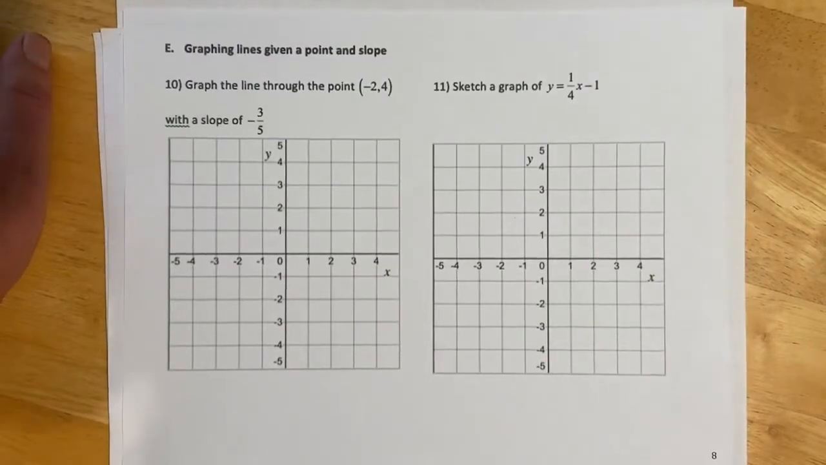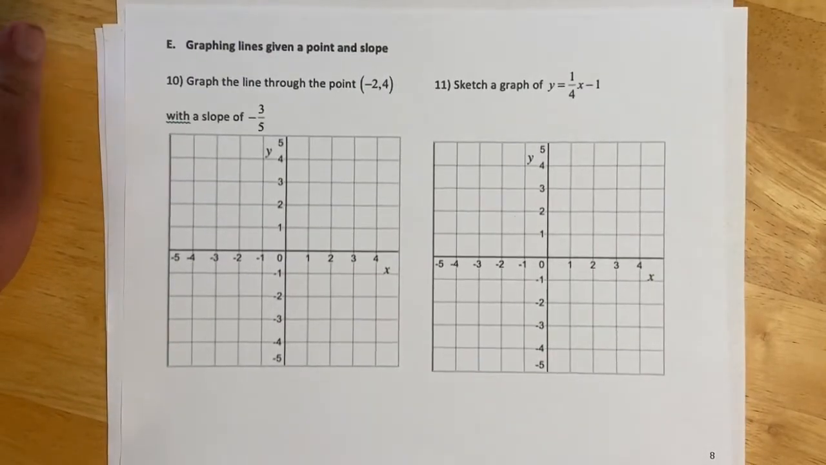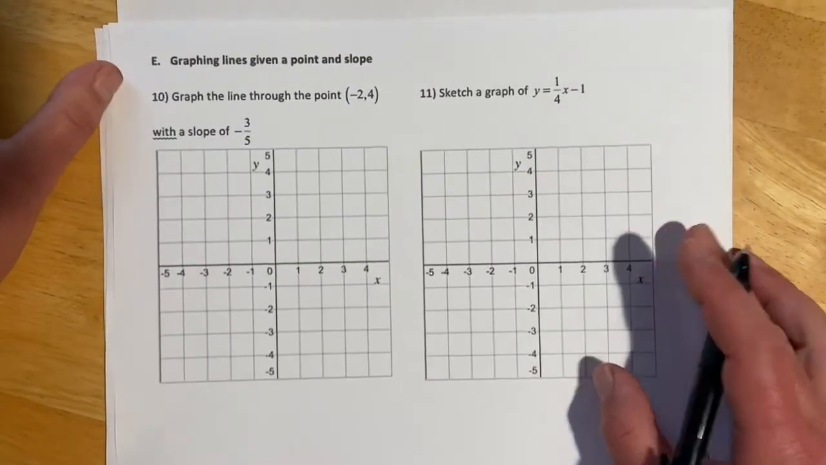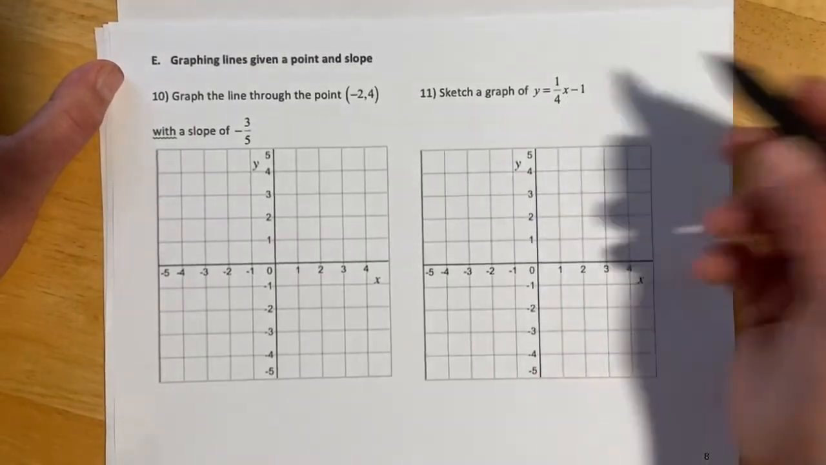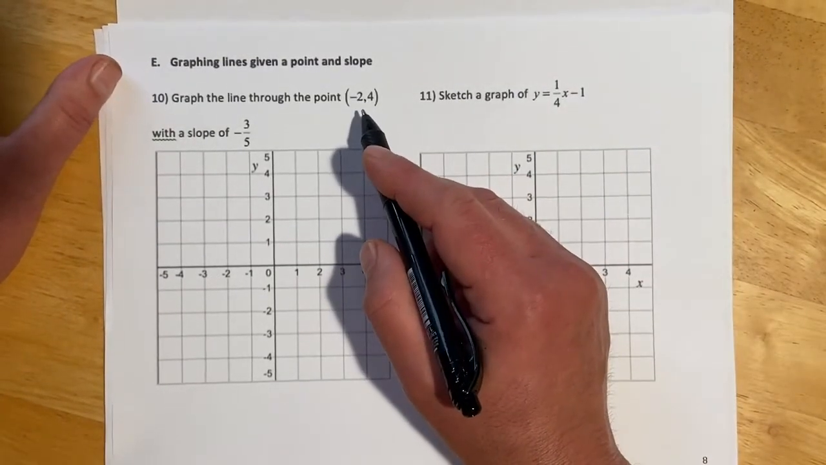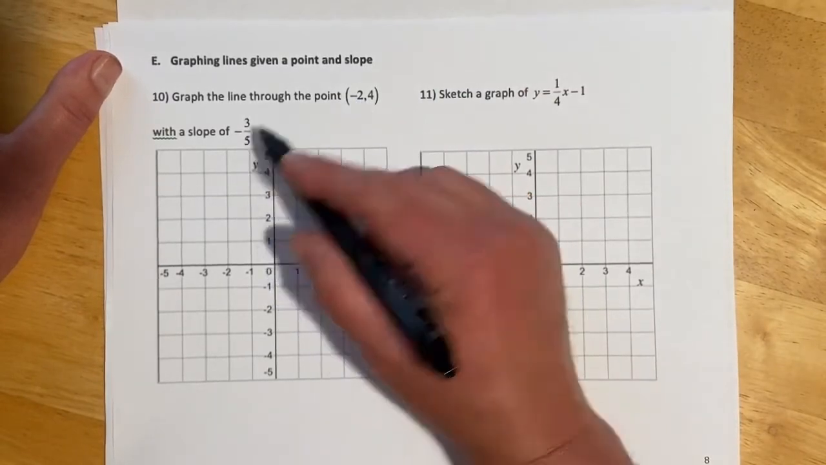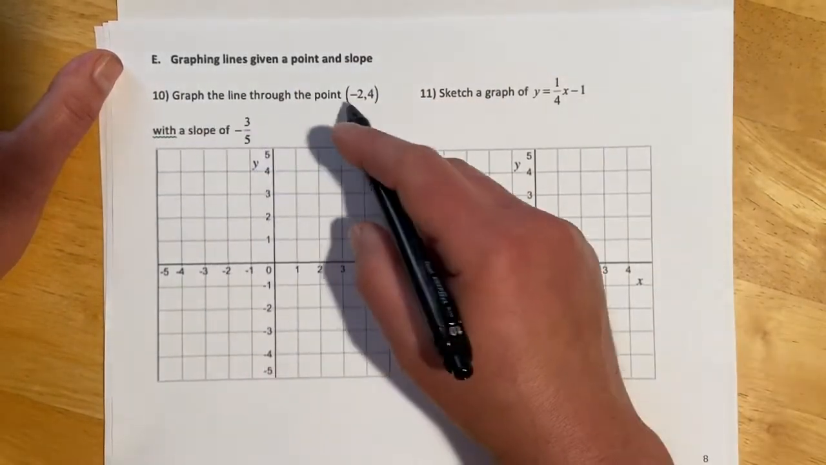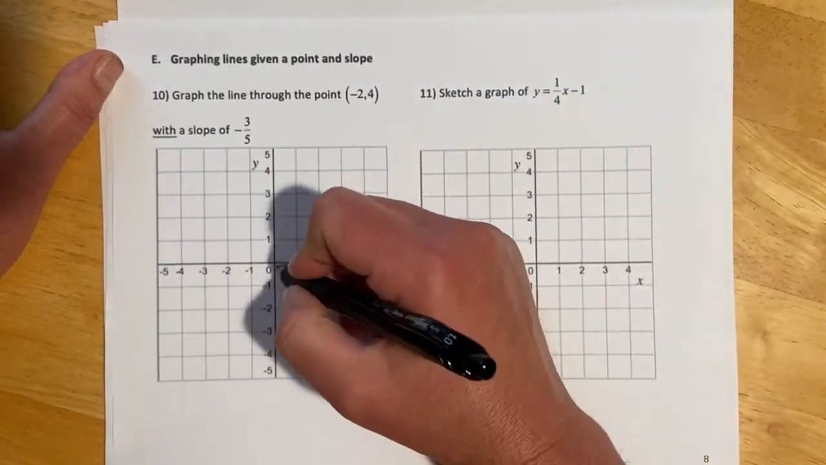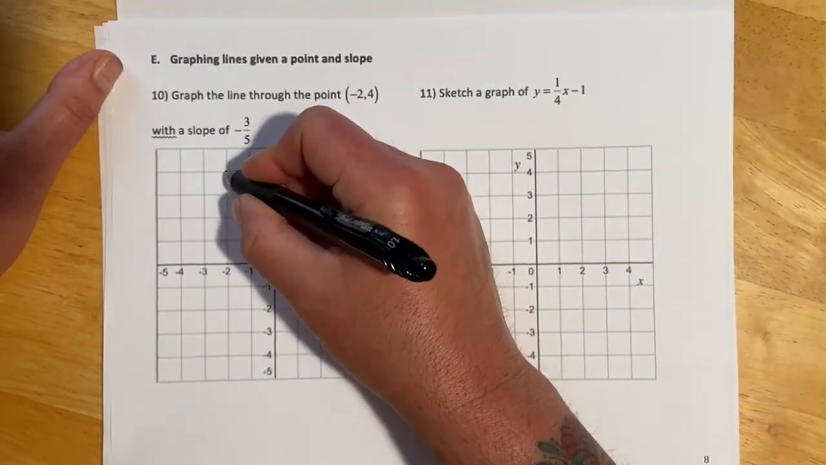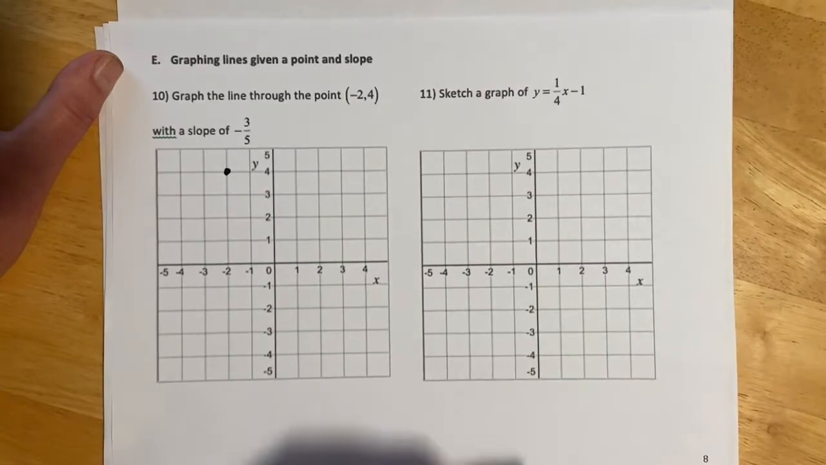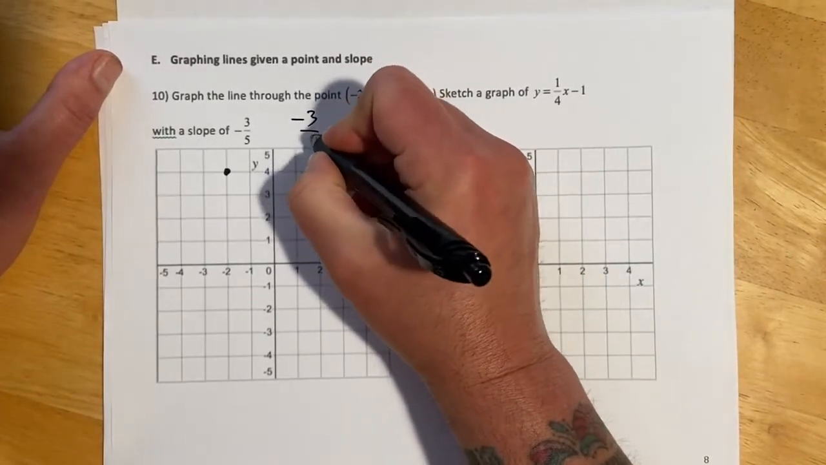Okay, and then last thing for this section is graphing lines given a point and a slope. So we do not need an equation. In this case, we are given an equation, but we don't need an equation to graph a line. All we need is a point, and then we just have to know which way to go. So graph the line through the point (-2, 4). So x is -2 and y is 4. So there's my first point. And I have the slope of -3/5.